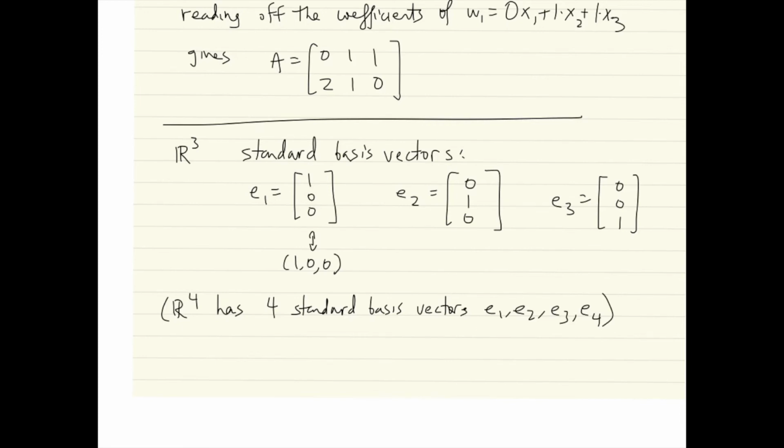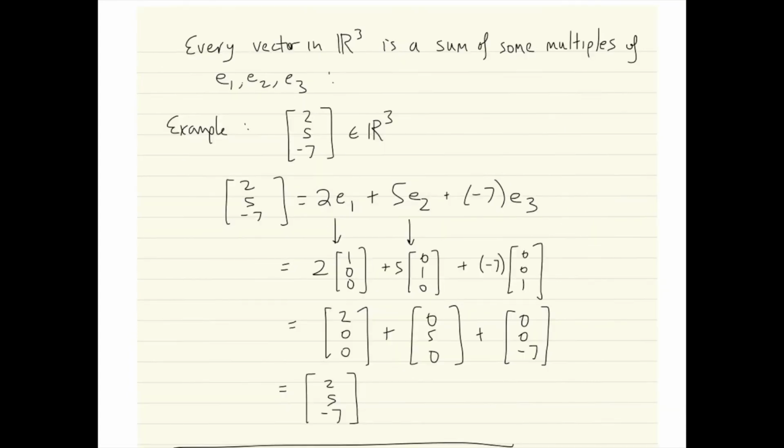Similarly, R4 has 4 standard basis vectors, E1, E2, E3, and E4. Each of these is a 4-tuple, or when expressed as a column vector, a 4 by 1 column vector with zeros in every spot except for a 1. One fact about the standard basis vectors is that every vector in R3 is a sum of multiples of these standard basis vectors E1, E2, and E3. In other words, each vector is what's called a linear combination of the standard basis vectors.